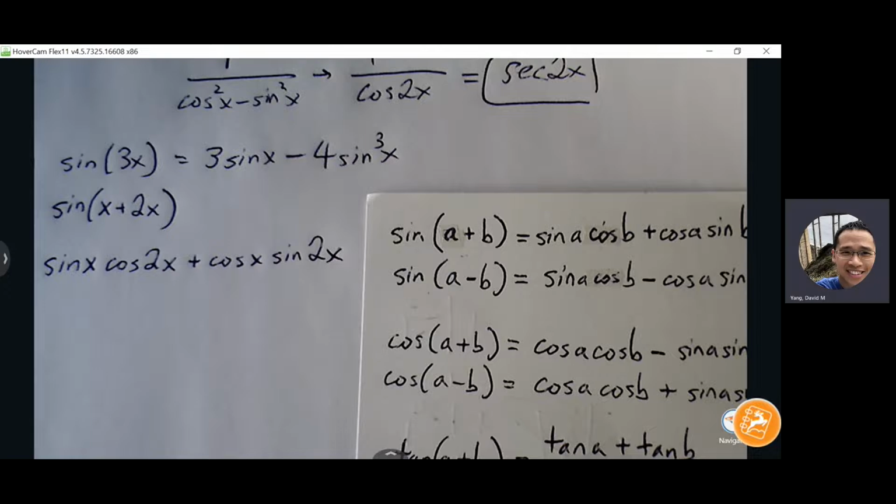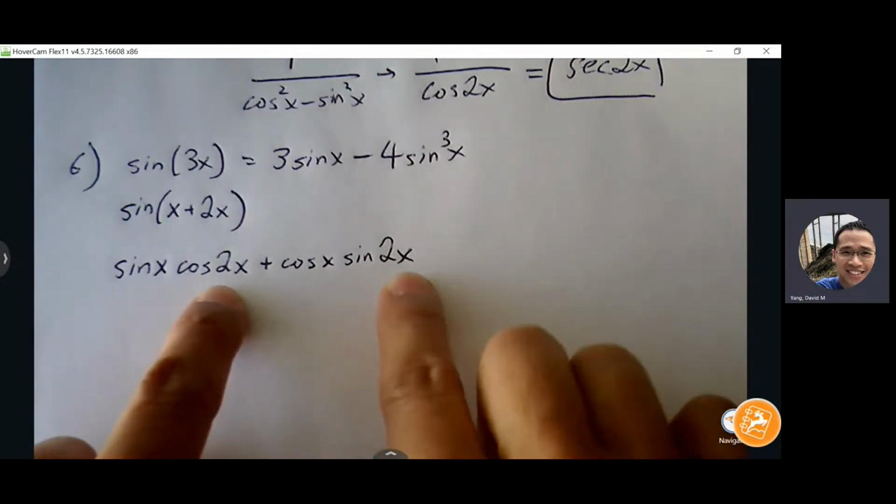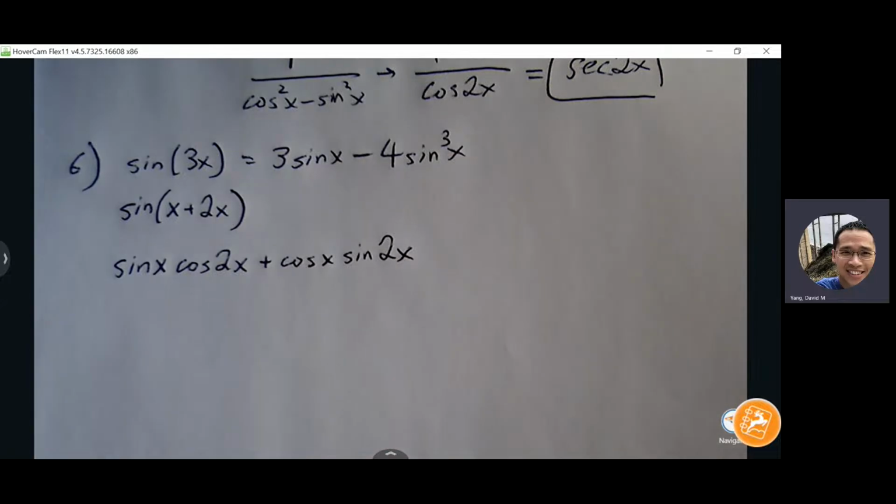Everybody good so far? Where did I get that cosine from? The cosine came from the sum and difference identity that we learned last time. So we're just using the formula here, right? Okay, so at least we've gotten it down to double angle that we have identities for.